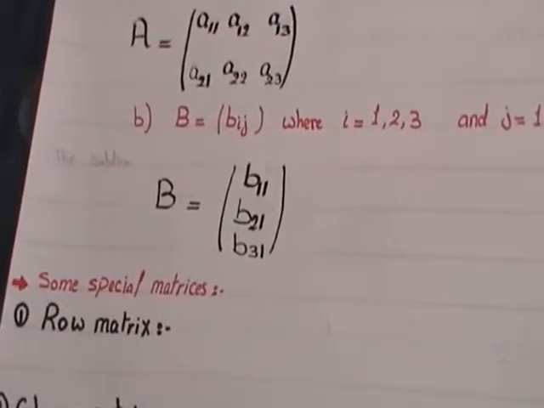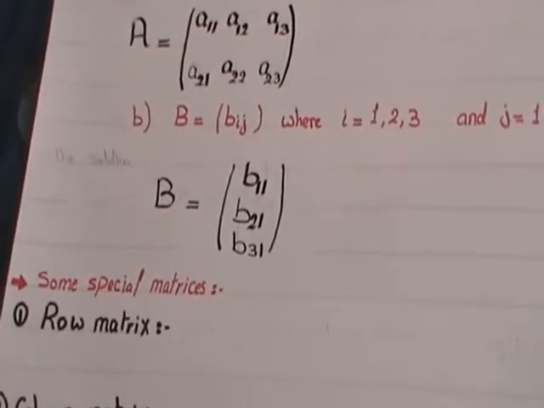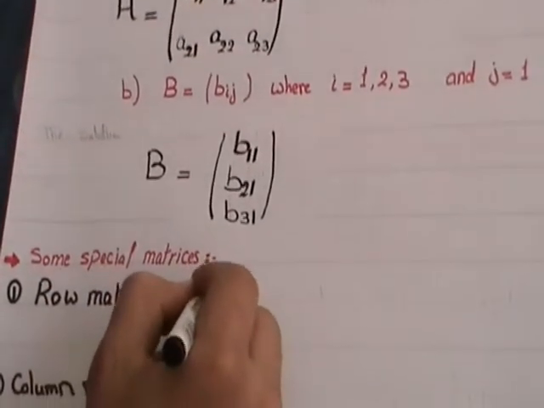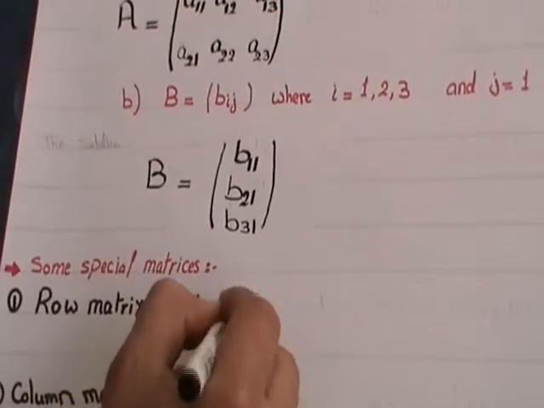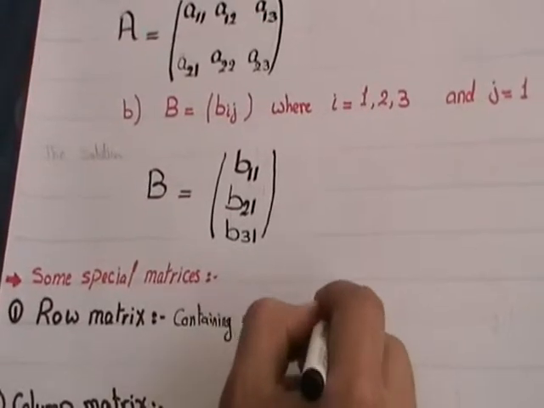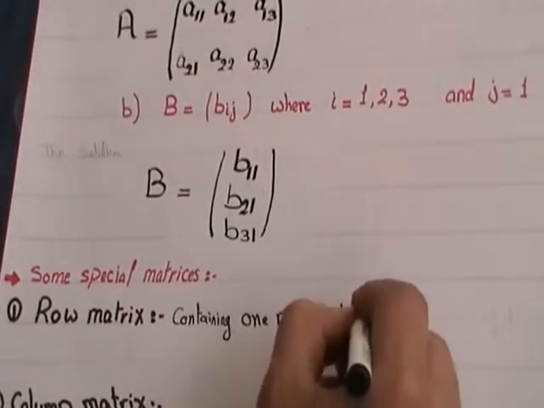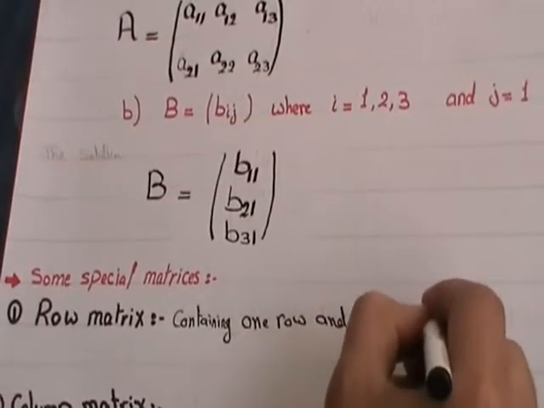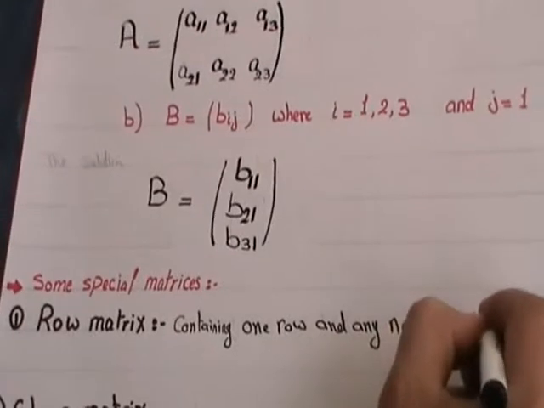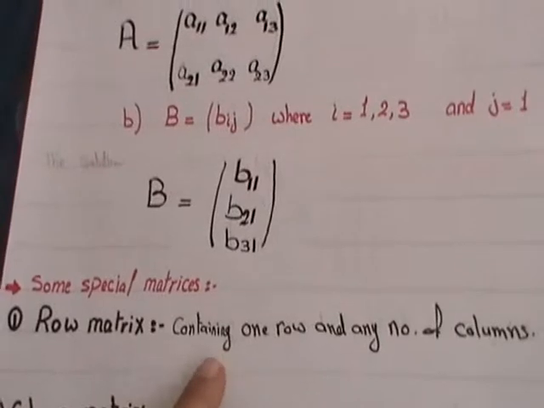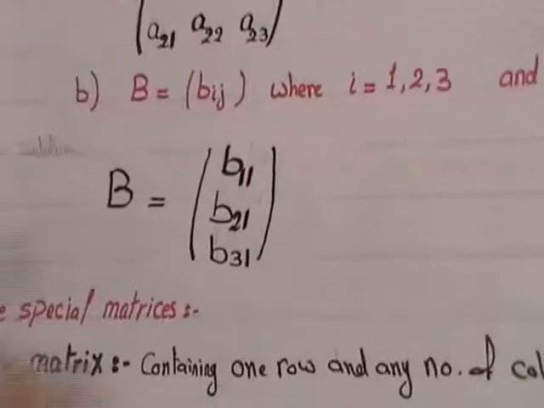Some special matrices. We have many types of matrices. We start by the row matrix. The row matrix contains one row and any number of columns.